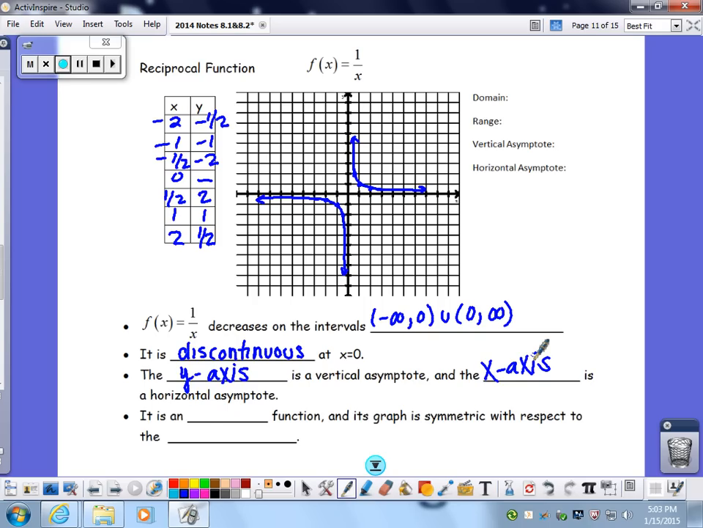All right, this is said to be an odd function because it's symmetric with respect to the origin. It's like rotational symmetry. If we rotate this about the origin, pieces are going to match up. So think about rotational symmetry from geometry. Let's talk about domain and range. We can't have 0 in the denominator. So our domain is all reals, but x cannot equal 0. Since x can't equal 0, y can't equal 0, so our range is all reals, but y cannot equal 0. We have a vertical asymptote at x equals 0, and a horizontal asymptote at y equals 0.